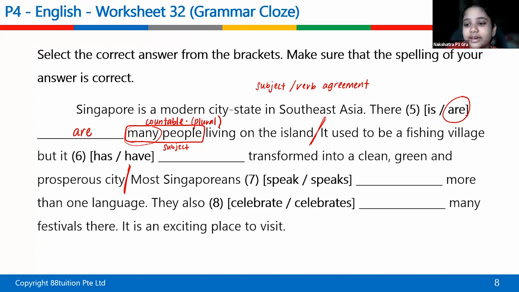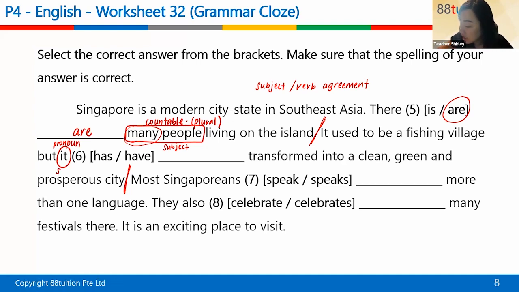It used to be a fishing village, but it have transformed into a clean, green, and prosperous city. Thank you, Nakshatra. Nakshatra said "it have," but let's again figure out which one is the subject. This "it," although it's a pronoun, we just did the exercise on pronouns, is actually the subject.